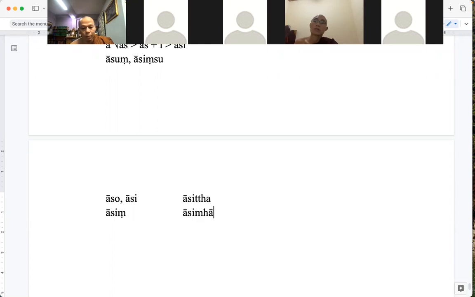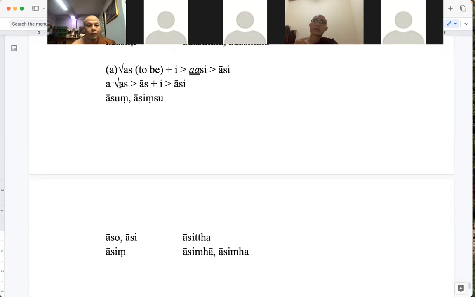So same ma, and then same ma. Even though originally the root is a short vowel, because of the insertion, two short vowels become one long vowel. So that is how we have the a as a base, the vowel base.